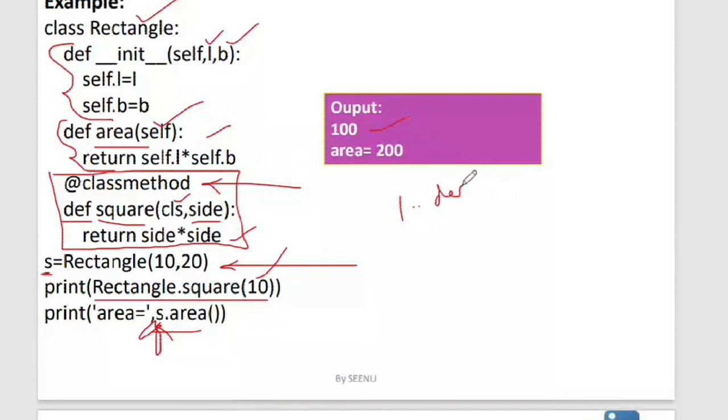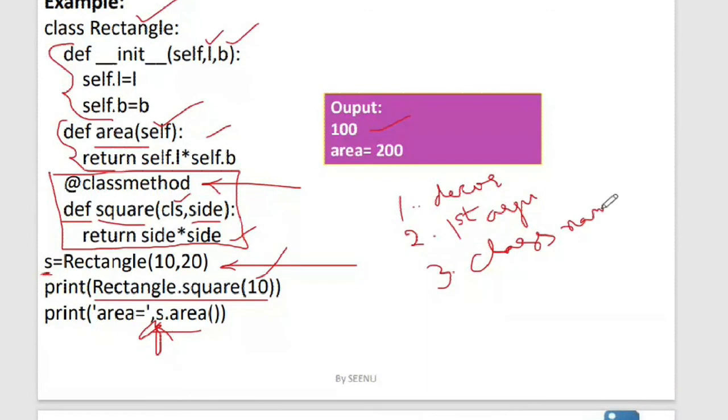Second difference, what did you see? With the first argument. Okay, so you are saying your second difference is with the first argument. For the first argument of the class, you are using CLS. And your third point is that you have to call it with the class name. Okay, so how are you calling it? You're calling it with the class name.